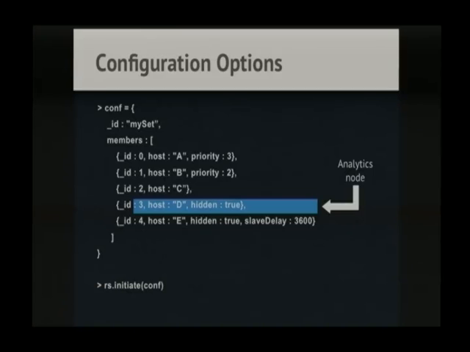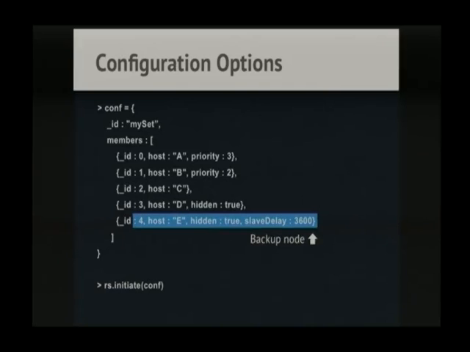The last node here is actually a backup node, and the backup node has a delay on it. The delay means that it's going to be running 3600 seconds behind, so basically I've got an hour delay. If I accidentally delete something or do something terrible on the primary, I've got an hour's window to go back and recover that from the backup node.